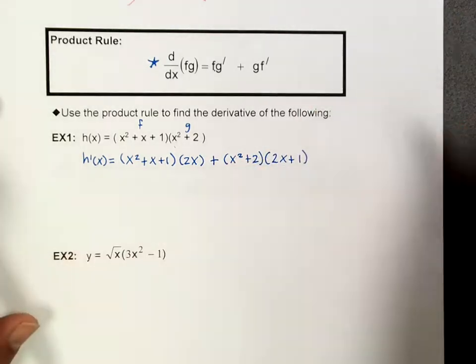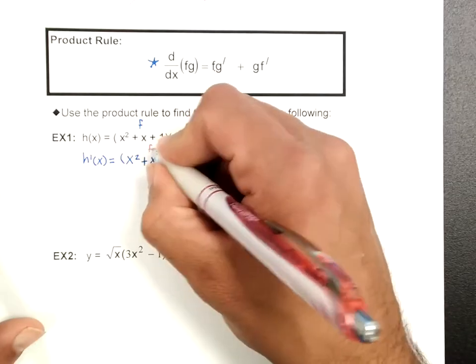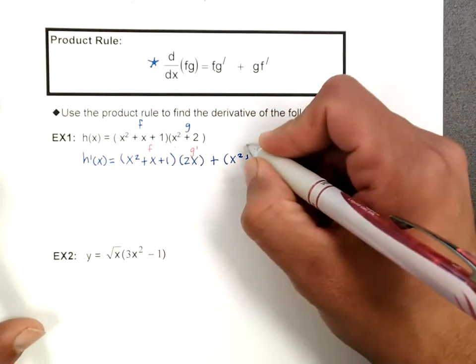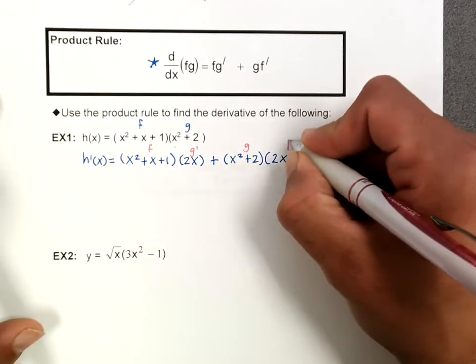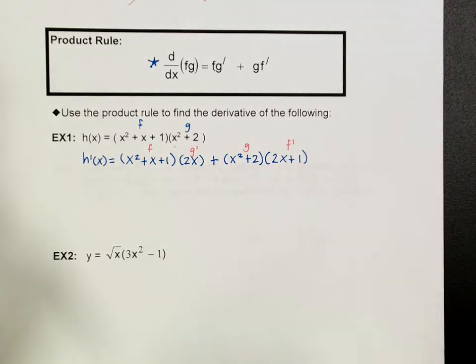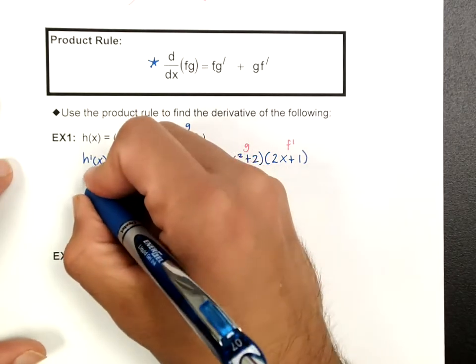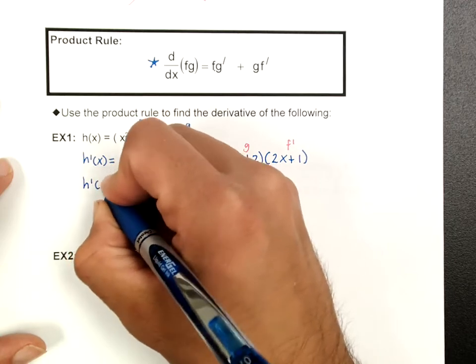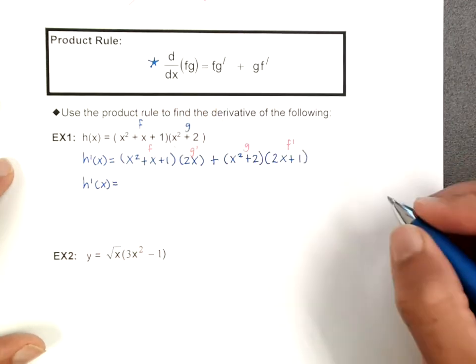All right, so let's just make sure we're on the same page. This is f, this is g prime, this is g, and this is f prime. All right, so that's what that is. So now that's actually the product rule. That's it for the product rule. Now all you have to do is multiply all of this and add all the like terms, which is normally the part that's not difficult, but just tedious.